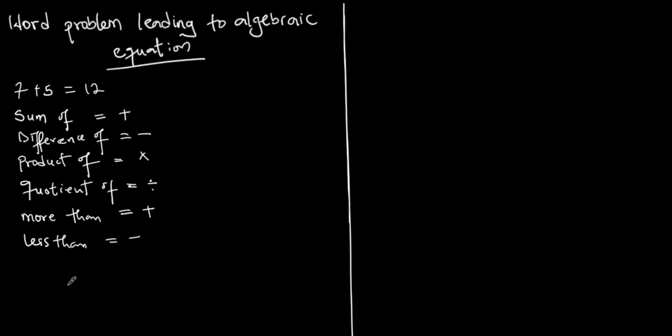Now, a few simple rules to follow while trying to interpret a word problem into an equation. Number 1, identify the unknown.